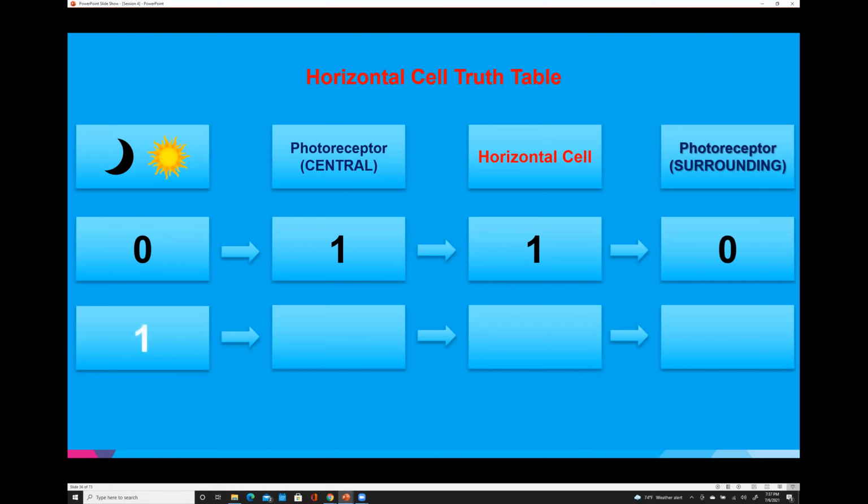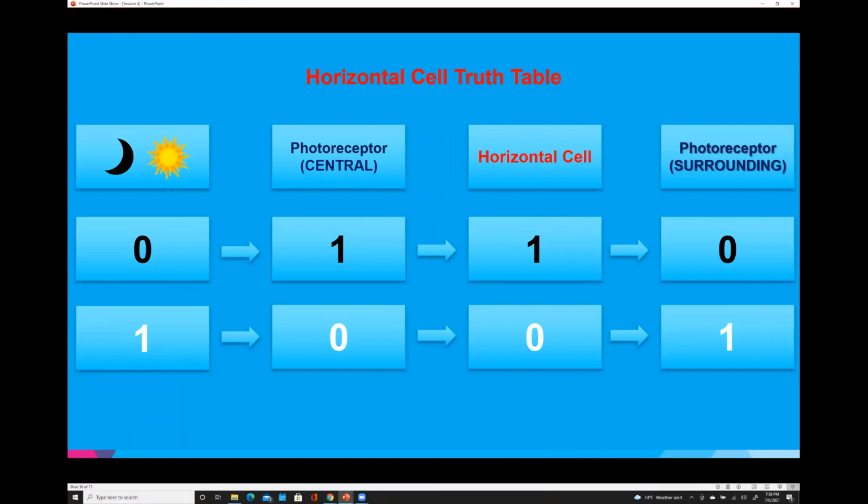How about we flip it? Now we have a light state. What is the central photoreceptor, is it active or inactive? Inactive. You got it. And then what does that do to the horizontal cell? Also inactive. You got it. And then what is that going to do for the surrounding guys? Activates them, which I guess makes them more sensitive to any input. If you're not getting input from one, you upgrade.